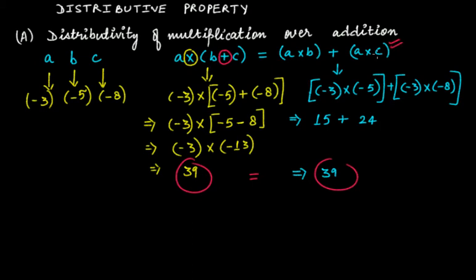satisfied. You can assign some other values to a, b, and c, and just check whether in every case you are getting the same result, where the first condition, a times b plus c, is equal to a times b plus a times c. In this case, this condition got satisfied, and we can say that integers follow distributivity of multiplication over addition.